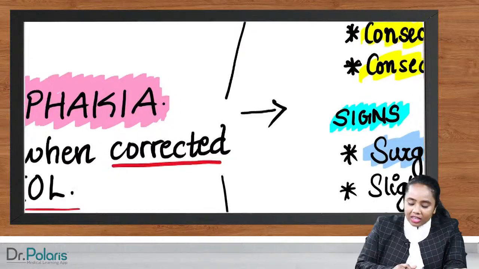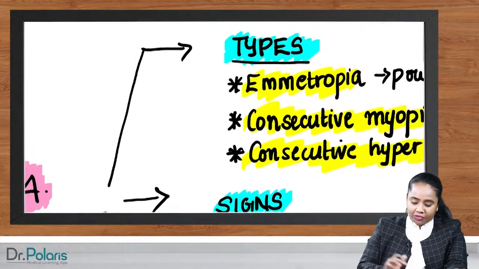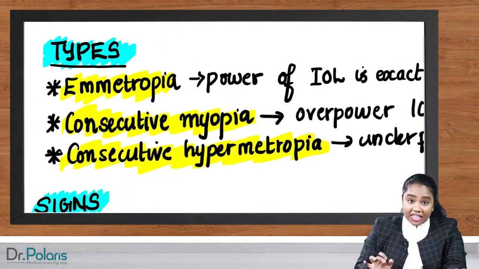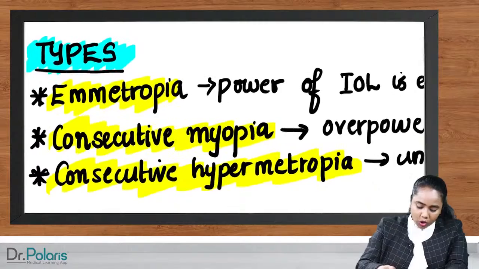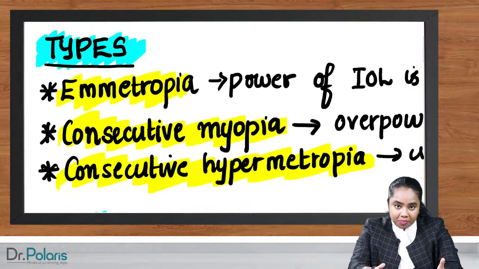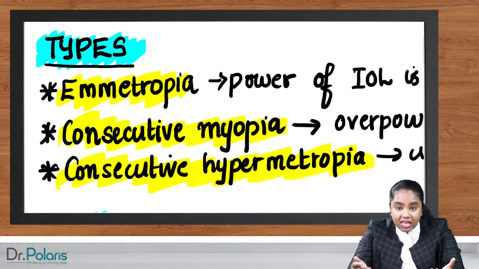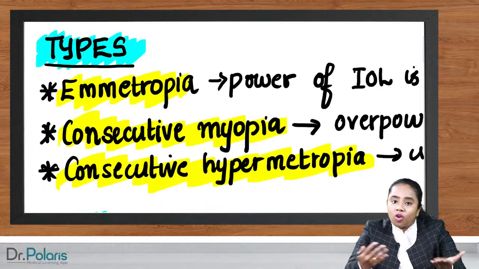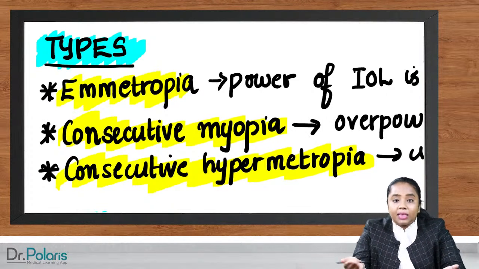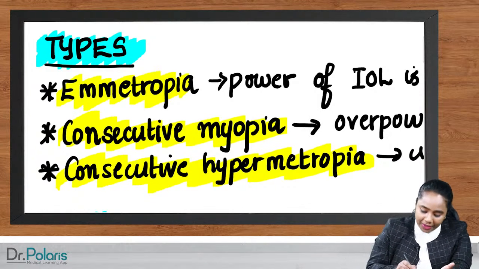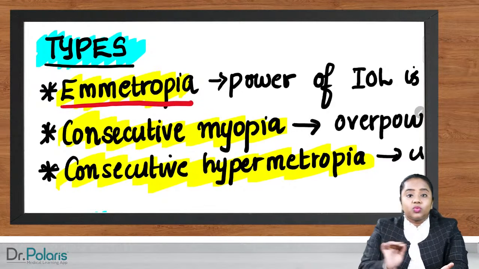Now, what are we interested in about pseudophakia? Pseudophakia is going to be of 3 different types. Why? Because when you put a new lens inside the eye instead of the normal crystalline lens, it can be of the same power as the normal eye, or it can be of increased power or decreased power. There can be a wrong power also. Based on that, the patient can have different refractive status of the eyes, the first one being emmetropia.